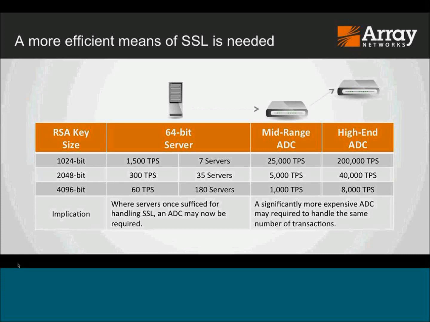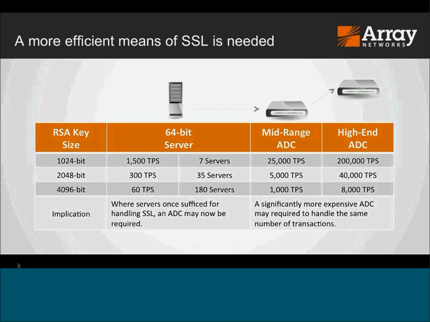If you had a server that was able to do 1,500 transactions per second for 1024-bit SSL encryption, and you were doing that with 7 servers, well, along comes the requirement to support the 2048-bit certificate. How does that impact things? If you don't change your number of servers, you just went from supporting 1,500 transactions per second to supporting only 300 transactions per second, right? You just took a big hit.